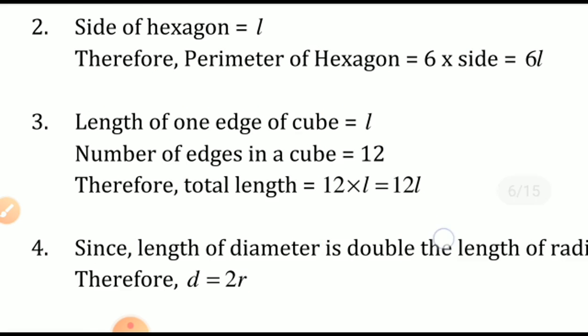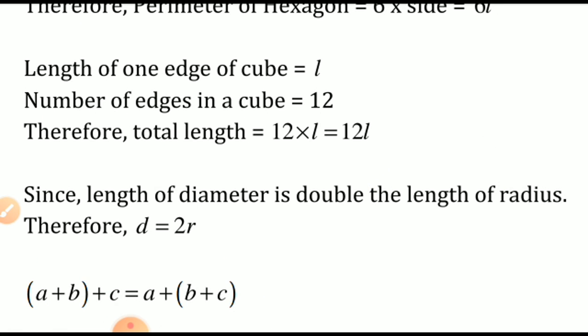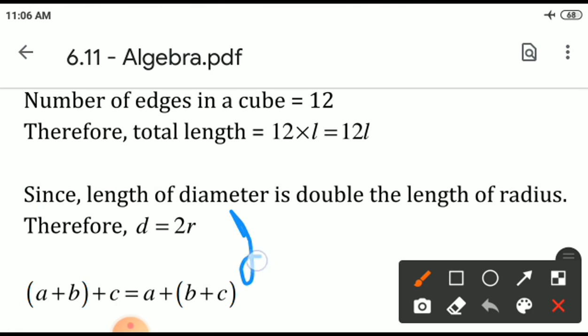Look at the fourth question. What is the fourth question, beta? Since the length of a diameter is double the length of the radius, we already know these things. Diameter is nothing but 2r. 2r means 2 into radius. So therefore we can write 2r.